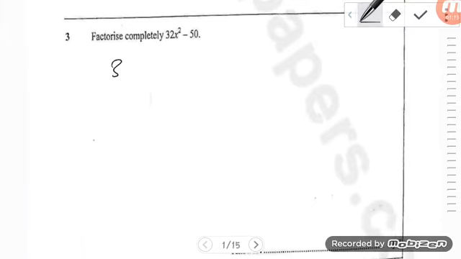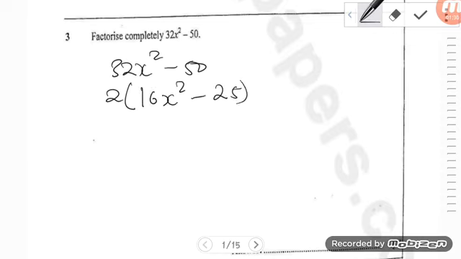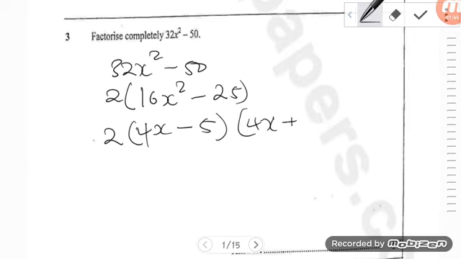Factorize completely. So 32x squared minus 50. We need to factorize this. So a common number here is 2. So when we factorize that, 2 into 32, that is 16x squared, 2 into 50, that is 25. So having 2 open bracket, we can use the difference of 2 squares to factorize the inside. Square root of 16 is actually 4, and square root of x squared is x. Square root of 25 is 5. So we also write the same on the other side. So our answer here is 2 times (4x minus 5)(4x plus 5).